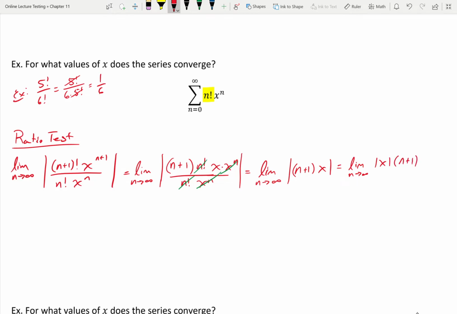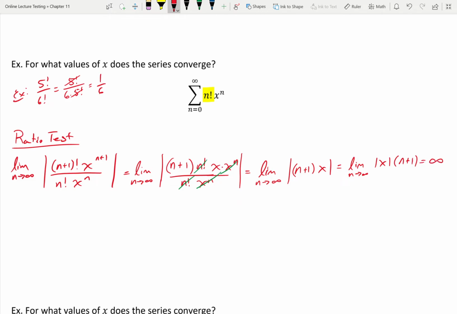The reason I'm able to do that is we know the values of n are approaching positive infinity, so this is going to always be positive. X, however, is some fixed value. It can be positive, it can be negative, so the absolute value is necessary. However, since x is treated here as a constant, especially since we're looking at n approaches infinity, this n plus 1 is going to blow up. So this is going to go to infinity.